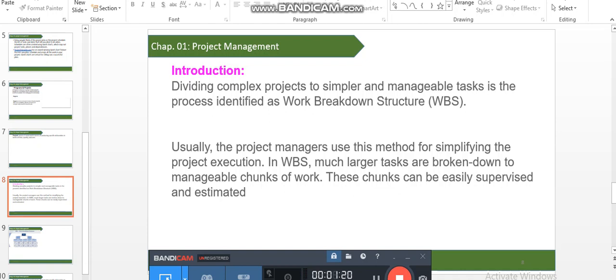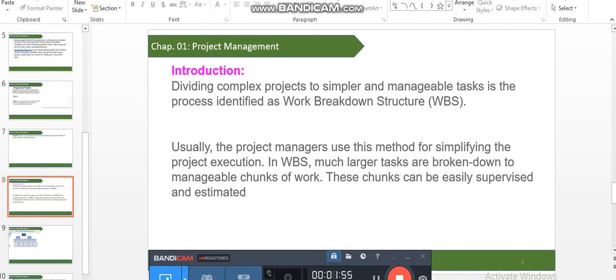The lowest level of a work breakdown structure component is called a work package. It takes the well-defined deliverables and requirements and begins the process of breaking down the work.